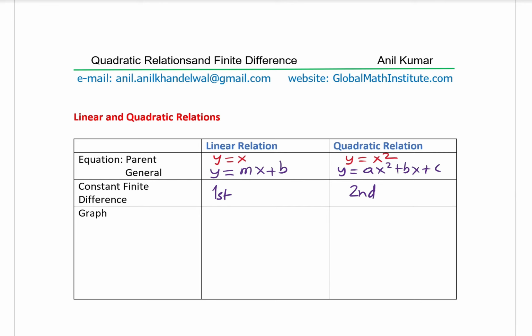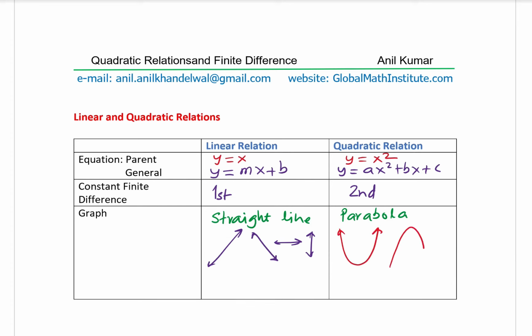Now about the graph. As far as the linear relations are concerned, your graph is a straight line. For a quadratic relation, it is a parabola. Now, straight lines could be rising, could be falling, could be horizontal, or could be vertical. As far as the parabolas are concerned, they could be opening upwards or downwards. So that is how a parabola is.